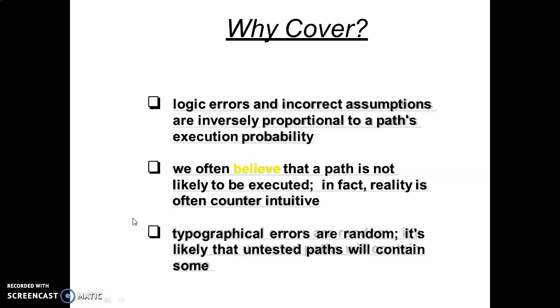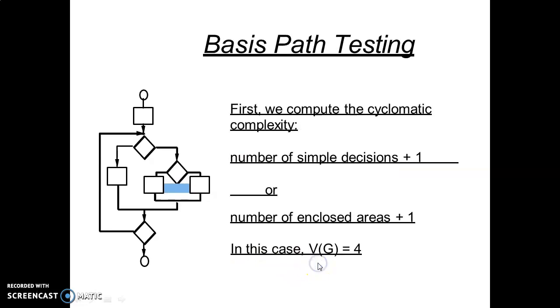We often believe that a path is not likely to be executed. It may happen that some of the paths are not executed at all, and in fact, reality is often counterintuitive. At runtime, when the user executes that path that we haven't checked, problems appear. So for that, white box testing is required. Typographical errors are random, and it's likely that untested paths will contain some. The first strategy in white box testing is basic path testing.